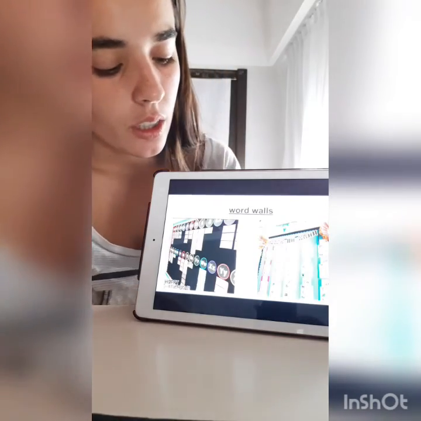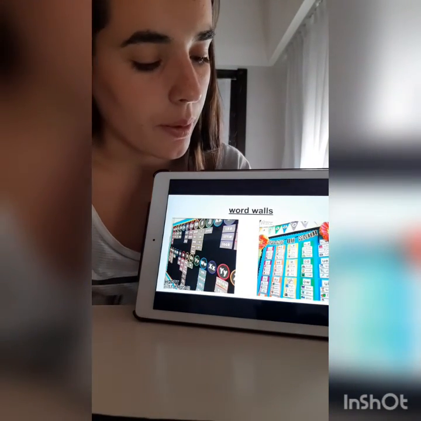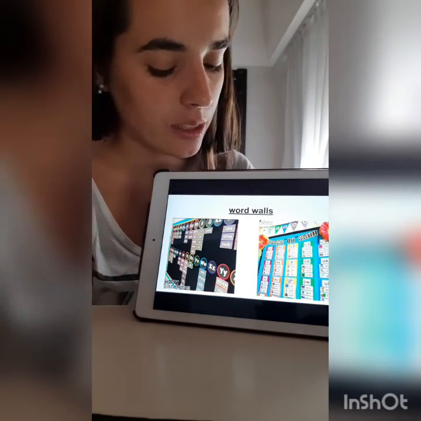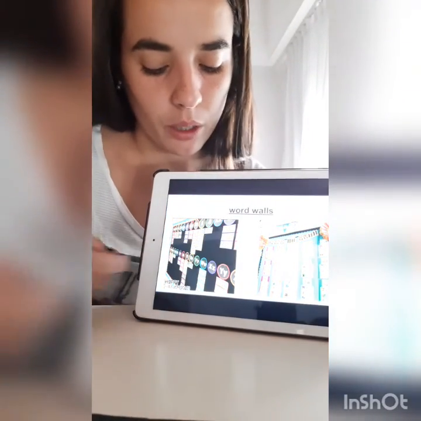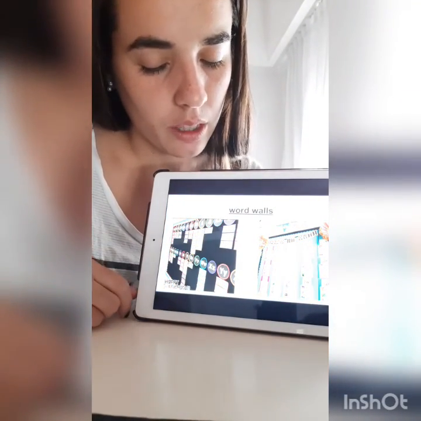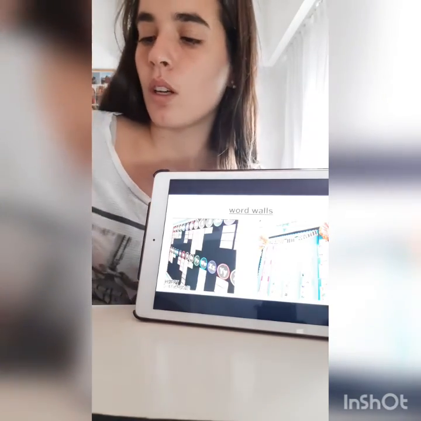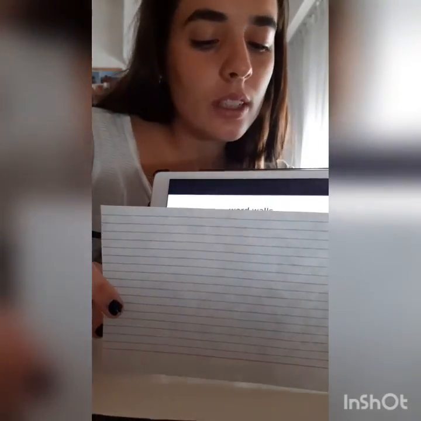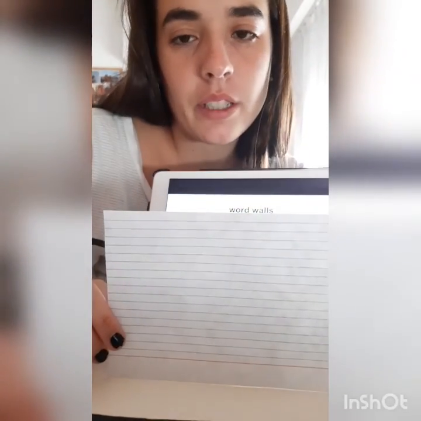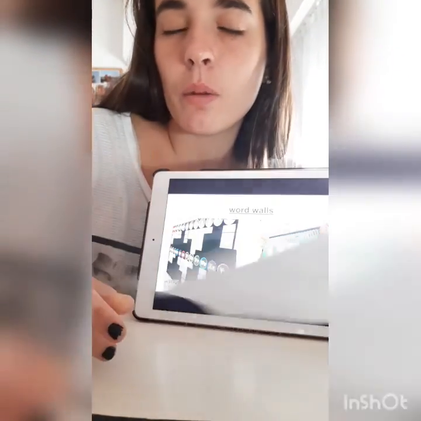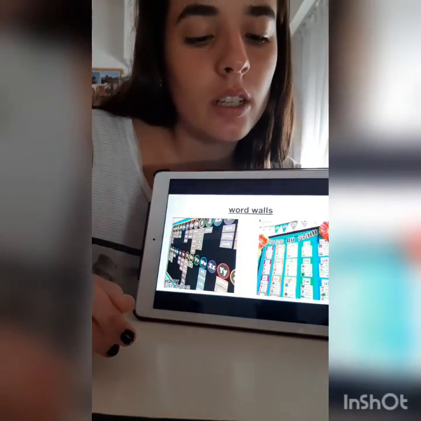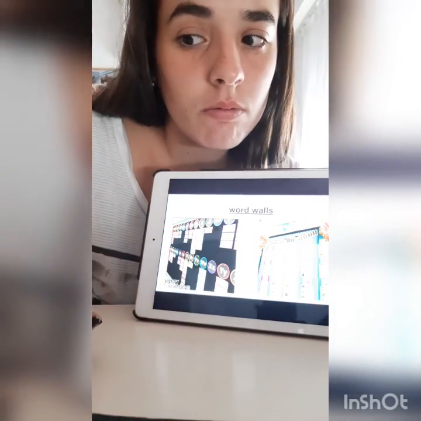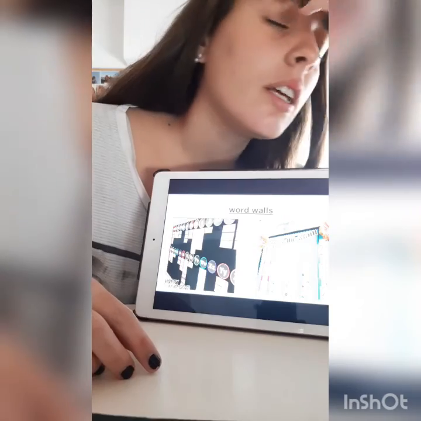The writing box is like this one, but in a box. You have a paper with the word on one side, and on the other side we have a picture of the object. This is more like an interactive activity, the writing box.